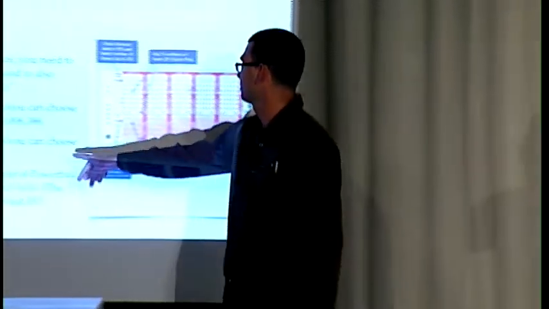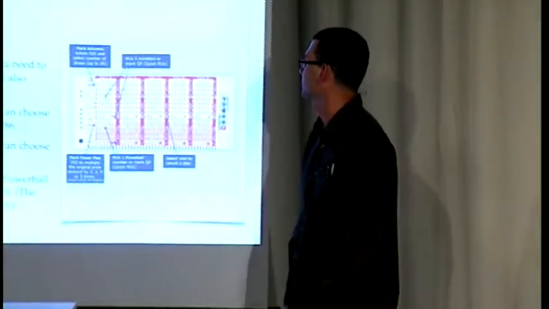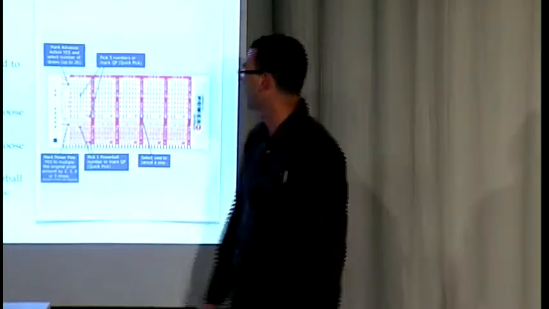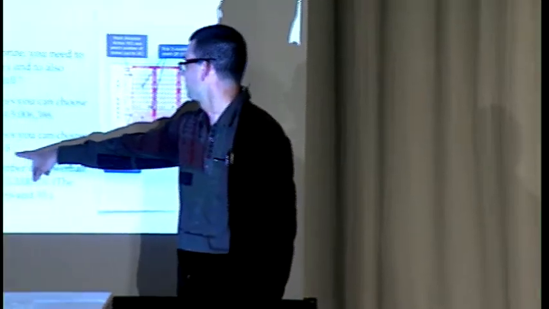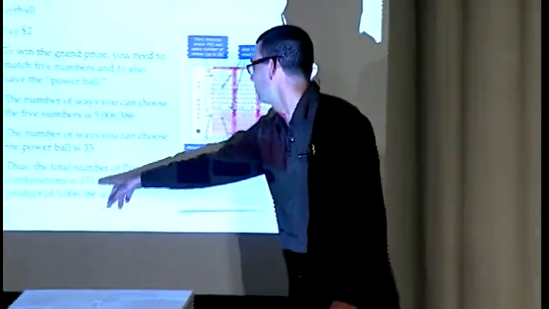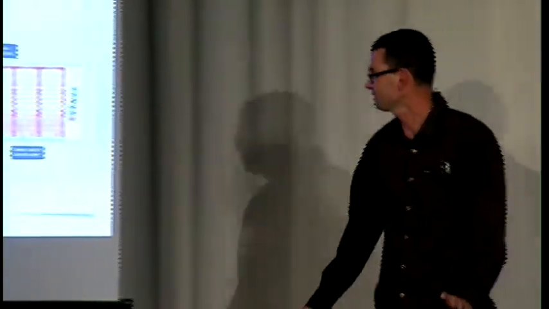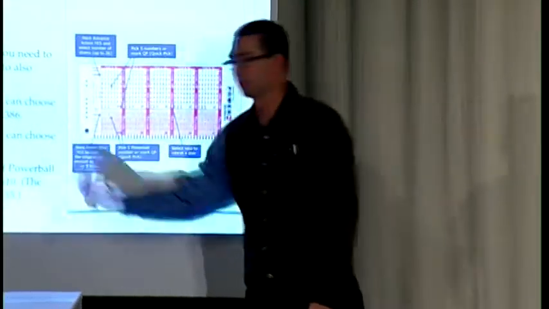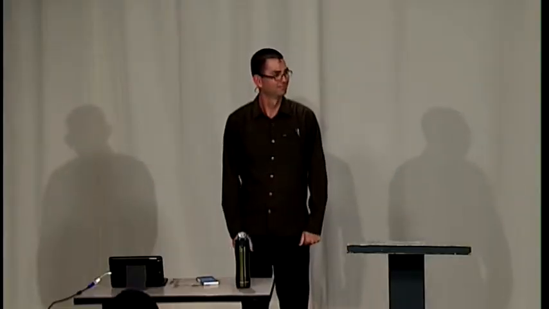The number of ways you can choose the Powerball itself, because there's only 35 options for that guy, is 35. So the total number of Powerball combinations is a lot, because it's the product of this 35 and about the 5 million. So there's over 175 million different possible combinations. So if you could buy that number of tickets, each with distinct numbers, you'd be golden. Right? Right, good.